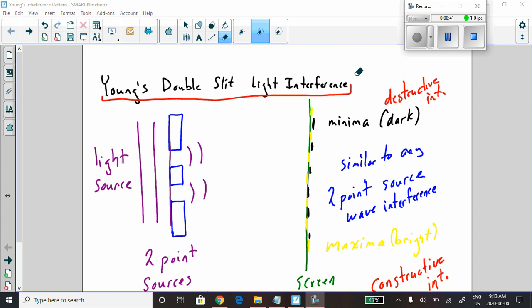Now, one of the most important experiments that really turned the tide away from Newton was Young's double slit interference pattern. And if we were in class, we would do this. Now, I have put in a video for you to look at. It's someone actually doing what we would do.